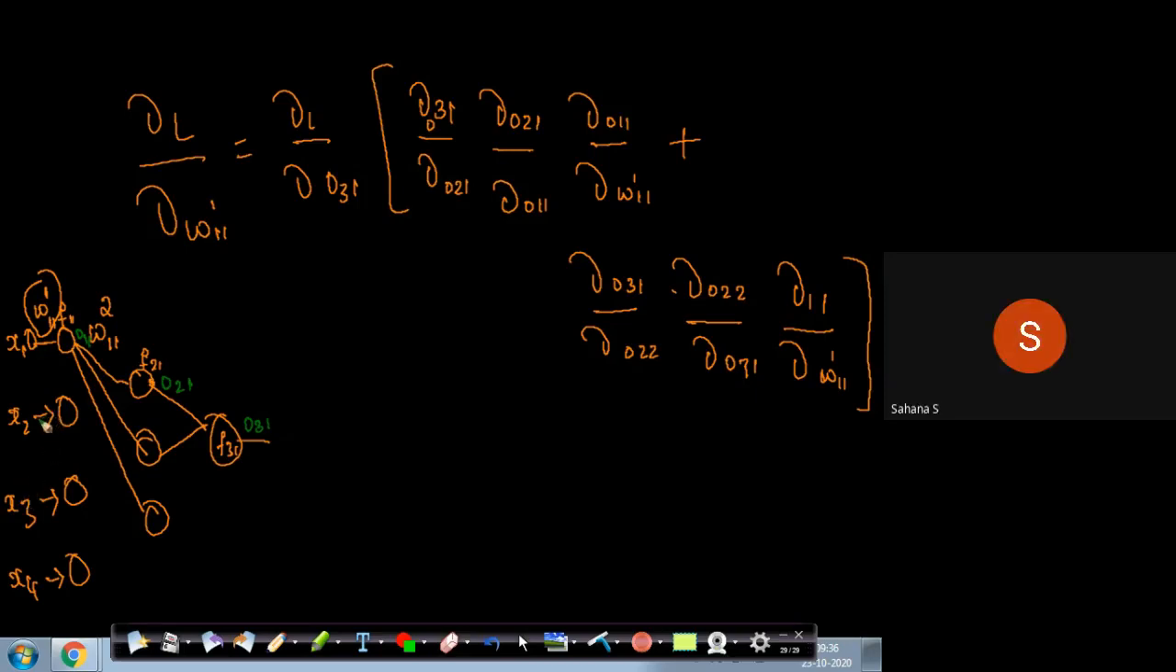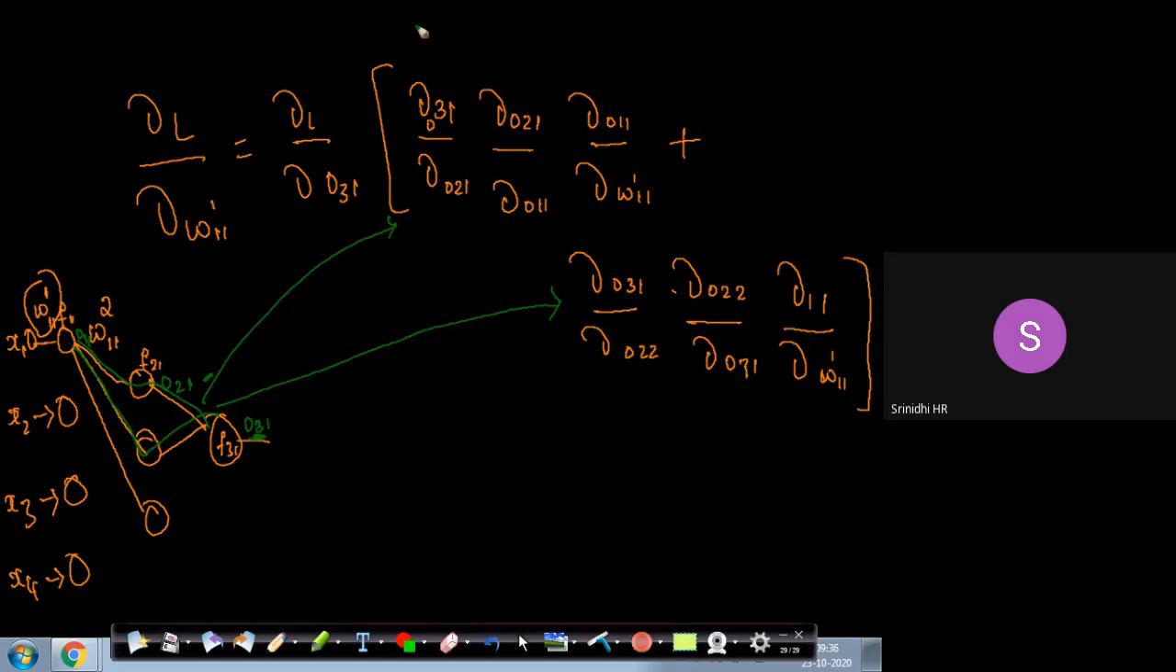Okay, now I want to find this particular thing. If I want to find this, I'll be considering the derivative from here. The derivative of L with respect to O31 is O31 divided by O21. I have applied the chain rule here. If I take this particular route, I'll be taking the summation with this particular thing.